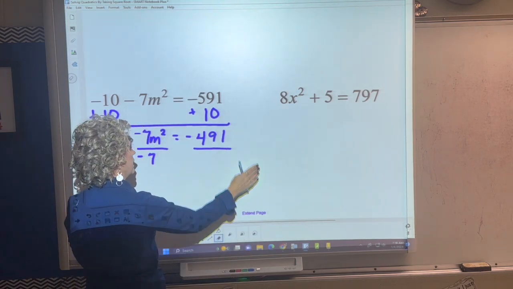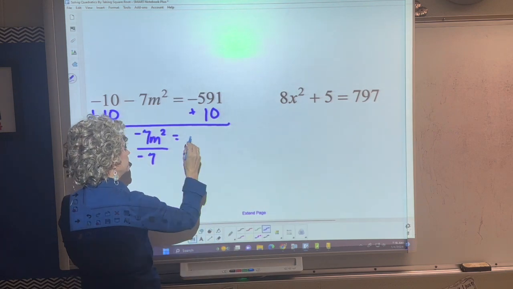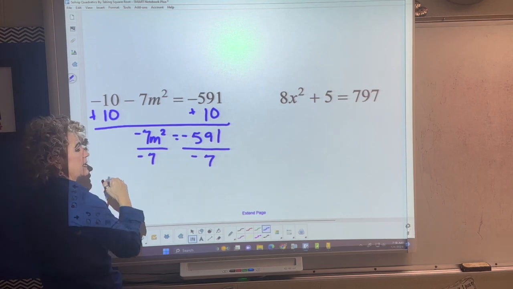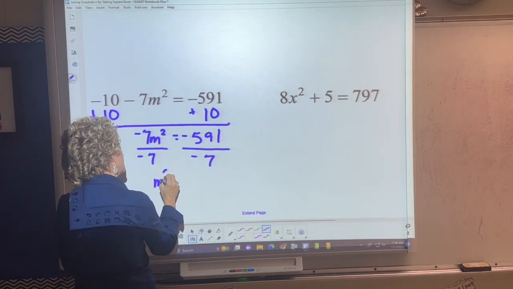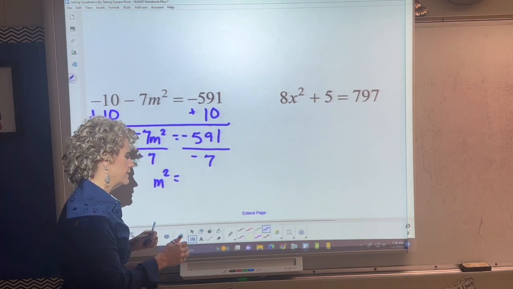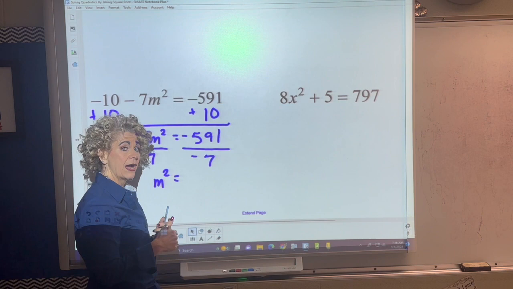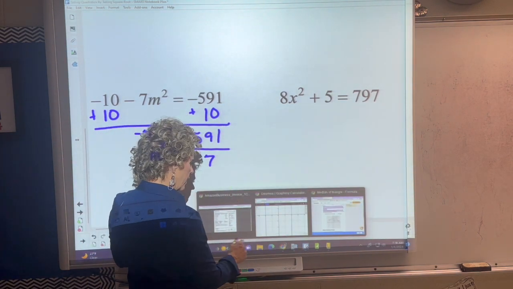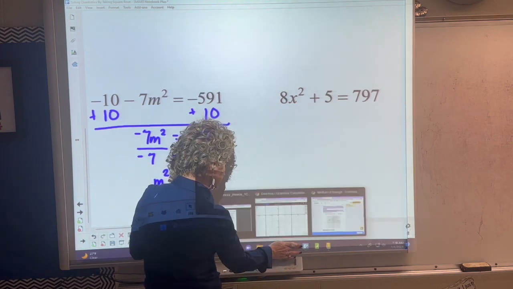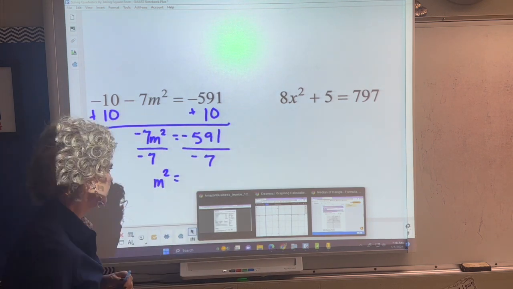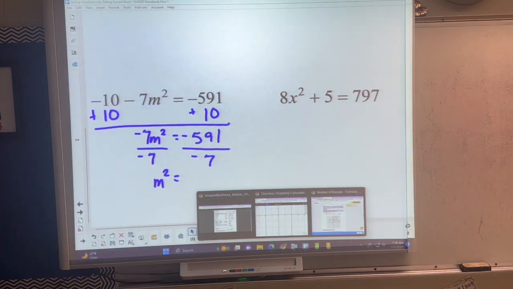That's not -491, -591. What am I doing? 581. Divide by -7. Negative over a negative makes for a positive, so I get m squared is -581 divided by -7. We are going to utilize our calculators a lot. Now I know, and I can do this without a calculator, but we are going to utilize the tools that we have.